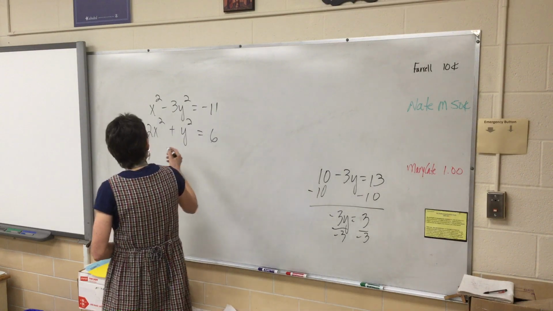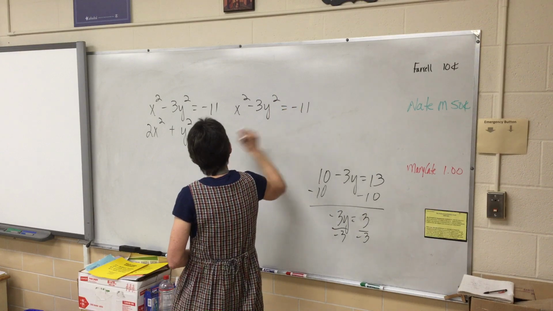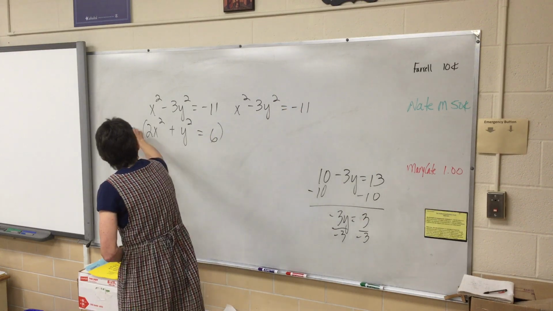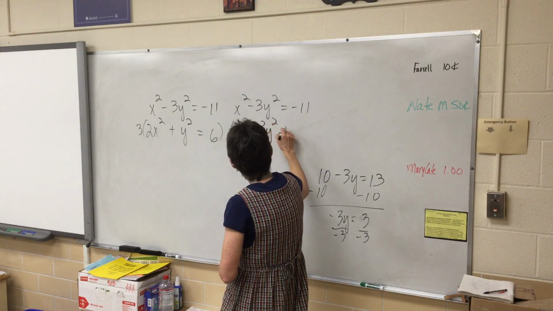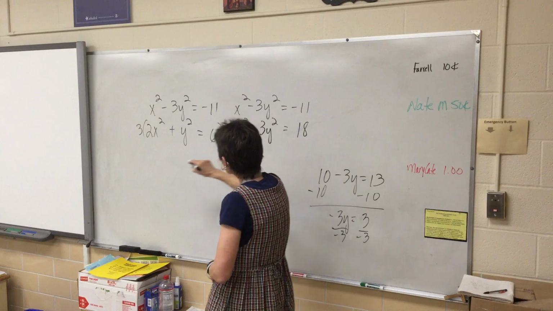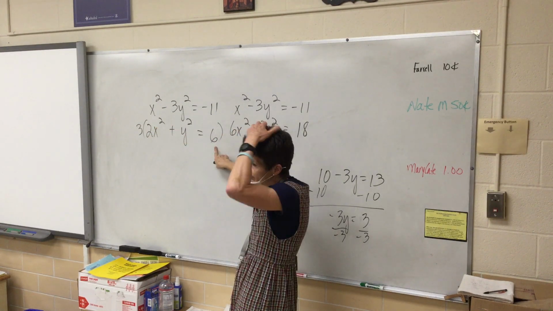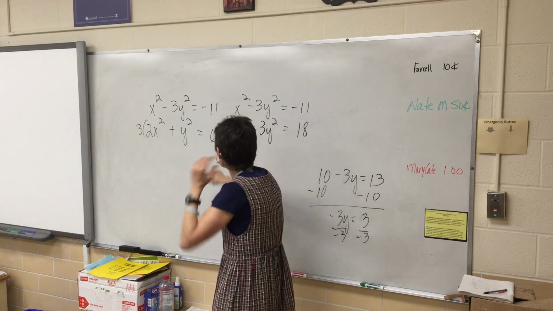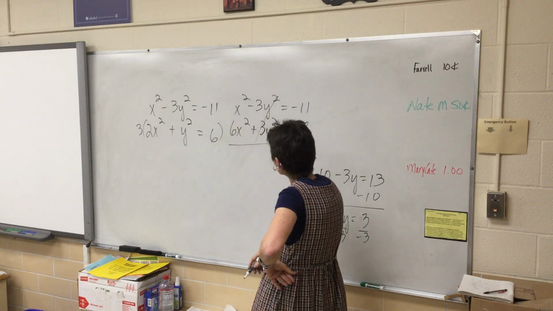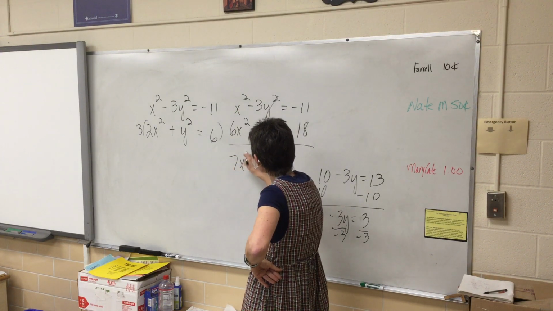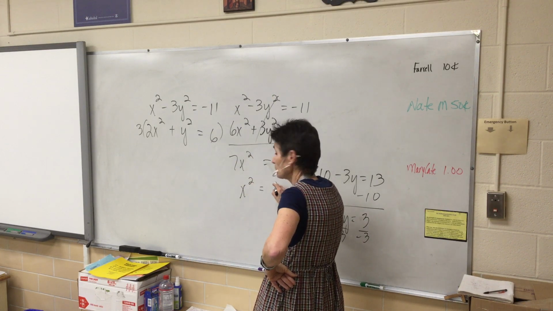Nate says he wants to do the y's, maybe because one of them's already negative. So if he does the y's, then the top equation is going to stay the same. And he's going to have to multiply the bottom equation by 3. Now, I do want you to consciously think about you have to multiply everything by 3, even this number over here. Alright, so here we go. Those cancel just like we planned. So 7x squared equals 7. So x squared equals 1.